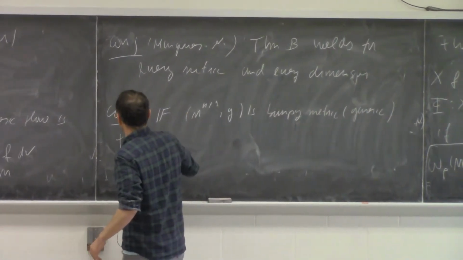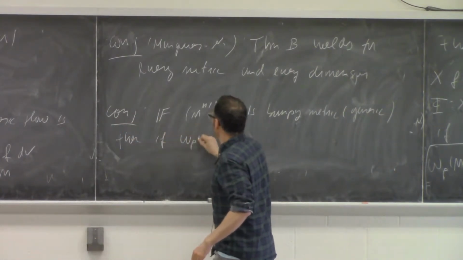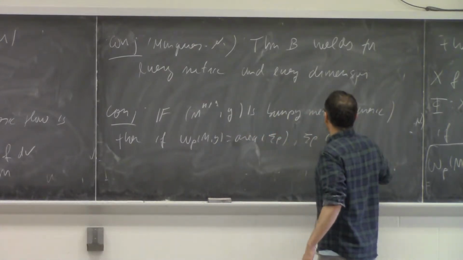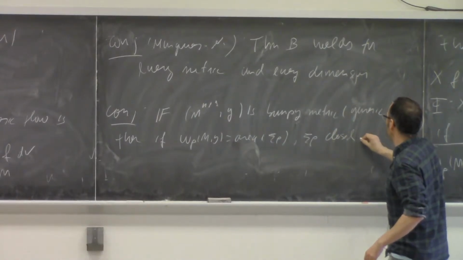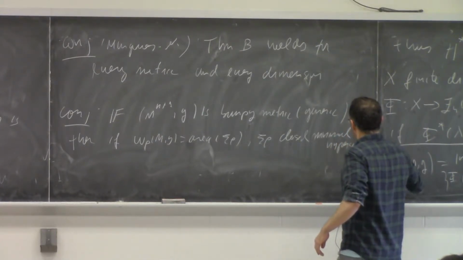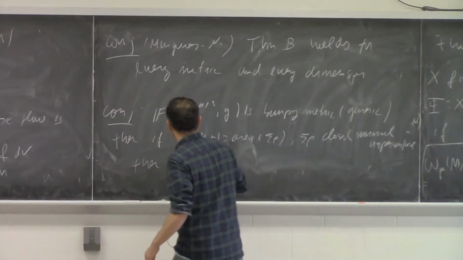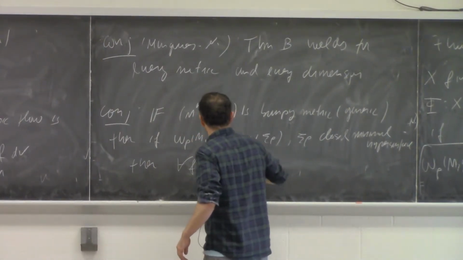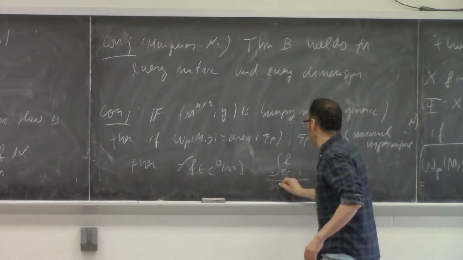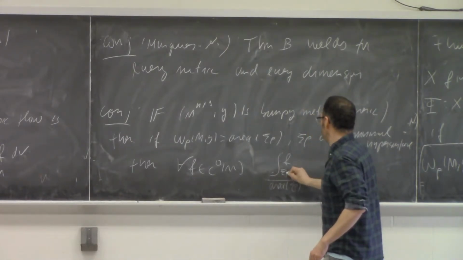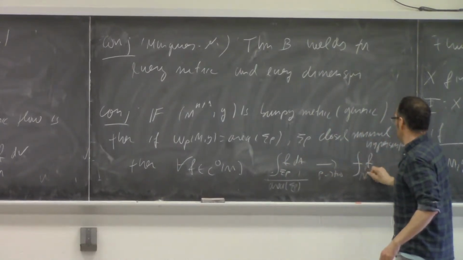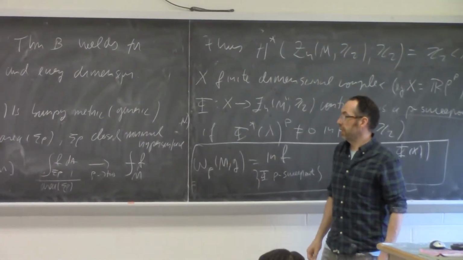Then, if the P width equals the area of sigma P, where sigma P is a closed, minimal hypersurface, then in this case, for every continuous function, if I integrate the function on sigma P and I divide by the total area of sigma P, and I make P go to infinity, I converge to the average of the function f.